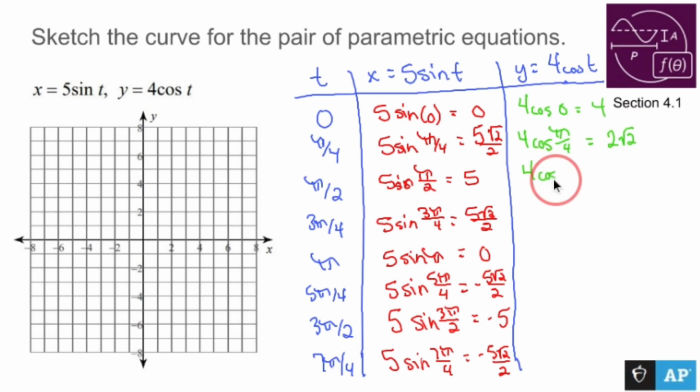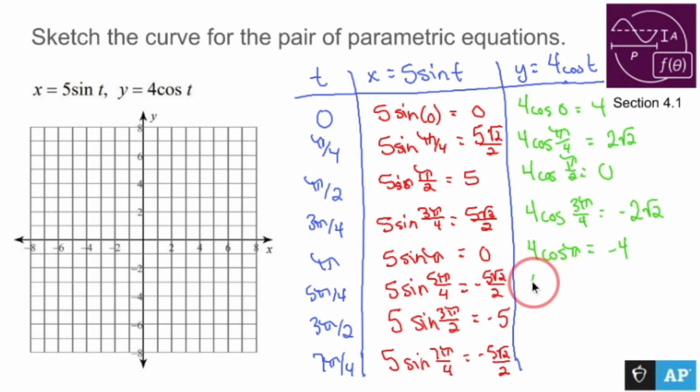4 cos pi over 2. Cosine of pi over 2 is 0, so you're 0. 4 cos 3 pi over 4 is going to be negative root 2 over 2, so negative 2 root 2. 4 cos pi is going to be 4 times negative 1, so negative 4. 4 cos 5 pi over 4 is going to be 4 times negative root 2 over 2, so negative 2 root 2.